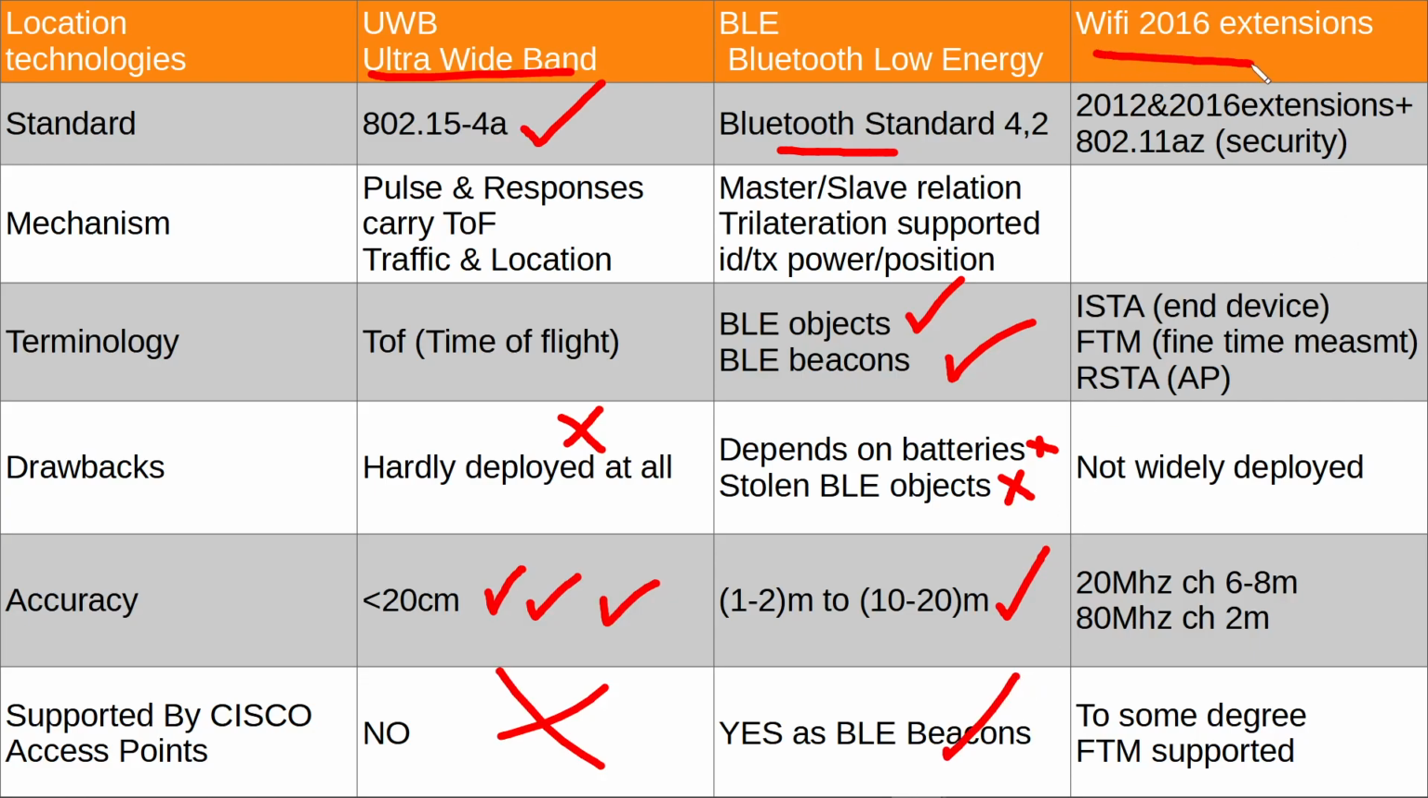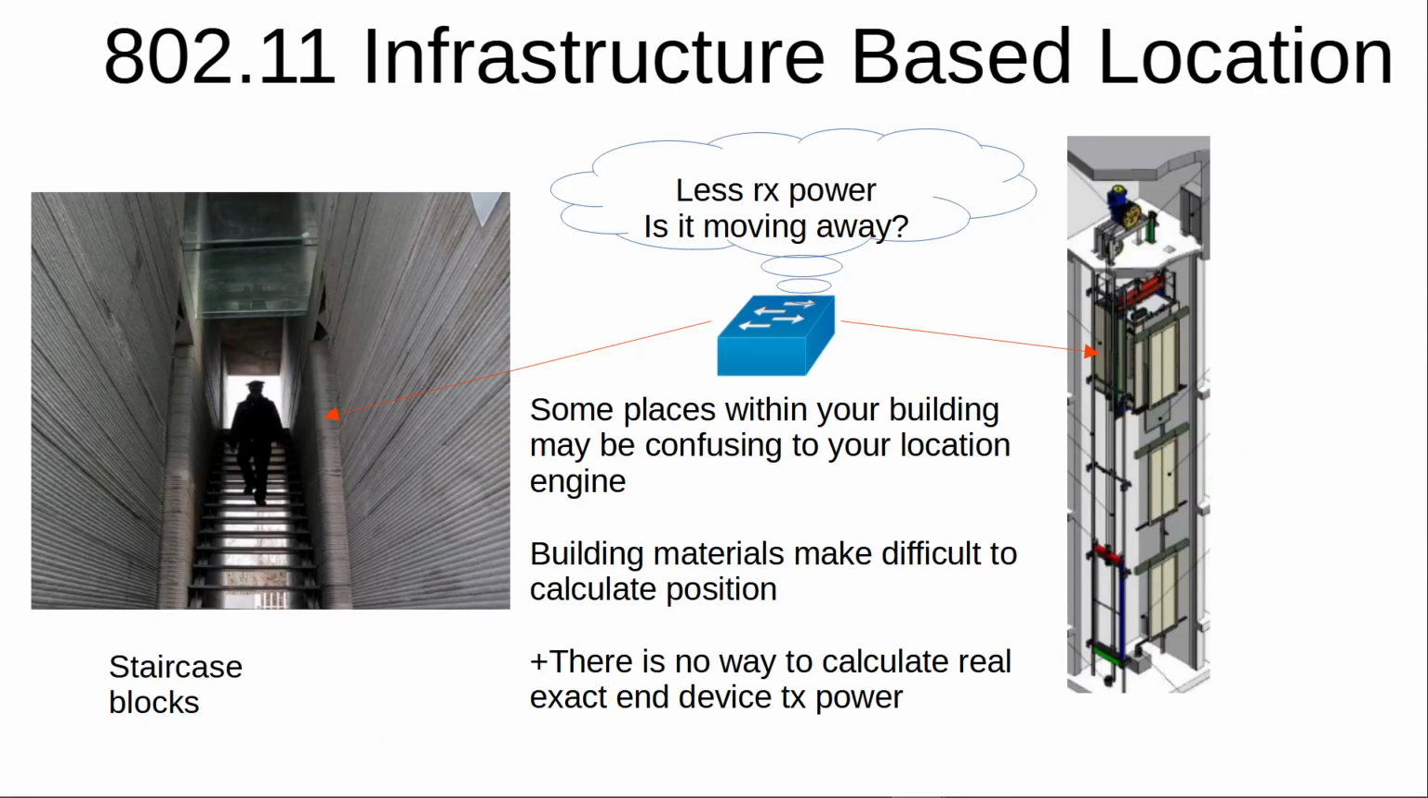You can also use Wi-Fi 2016 extensions, which is not widely deployed, and it is supported to some degree by Cisco. So you have to rely on Wi-Fi infrastructure in order to provide location.